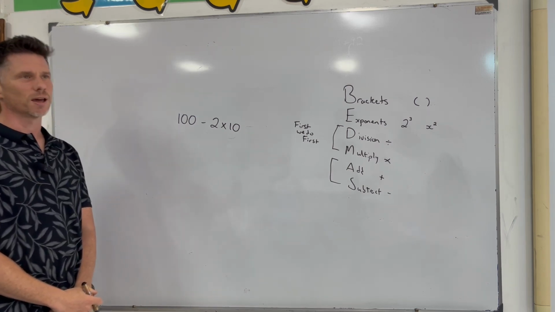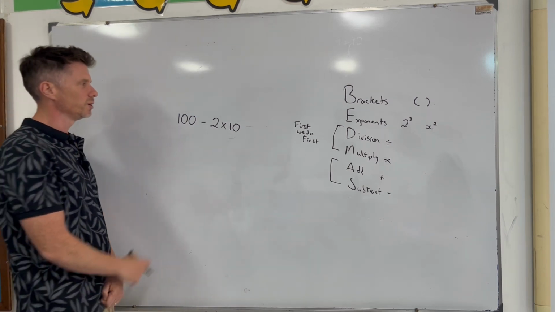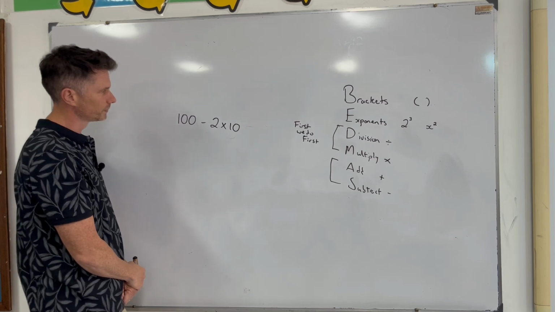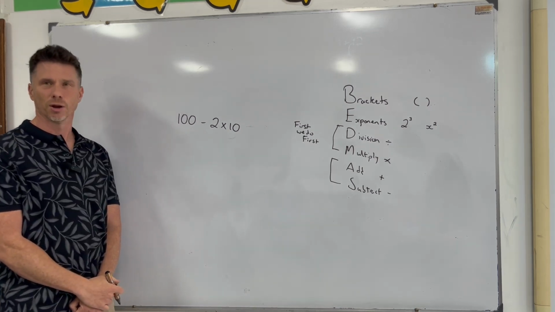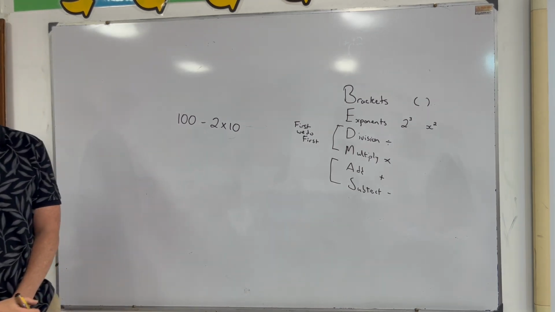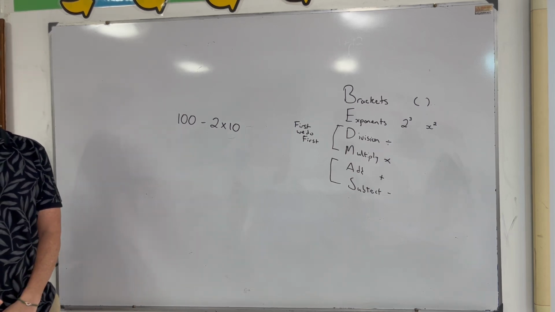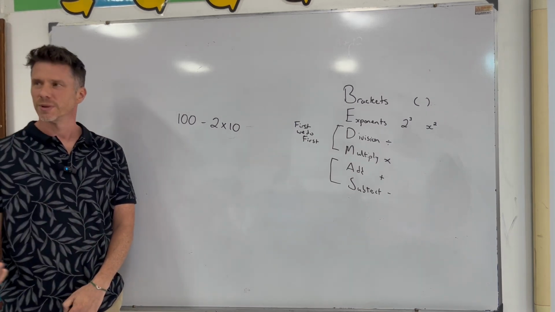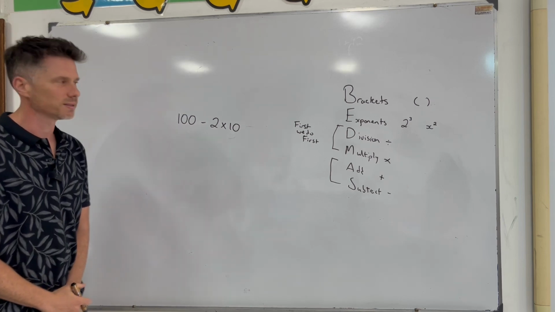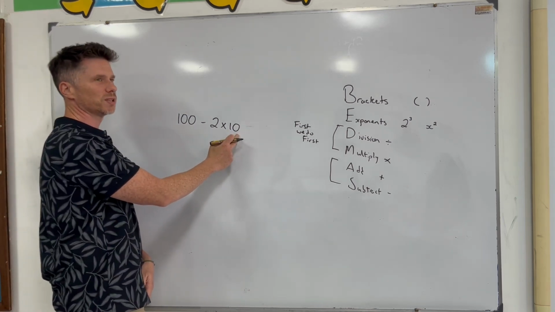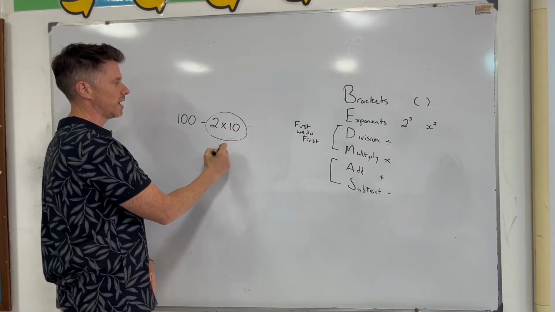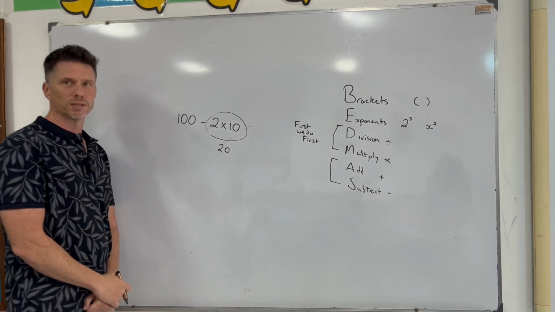If I didn't have order of operations, I could do 100 minus 2, 98, times 10, and all of a sudden I have $980 from the same equation. So you can see why we have some sort of order to make sense of maths. This is just 2 groups of 10. The value of this can never be more than 20.